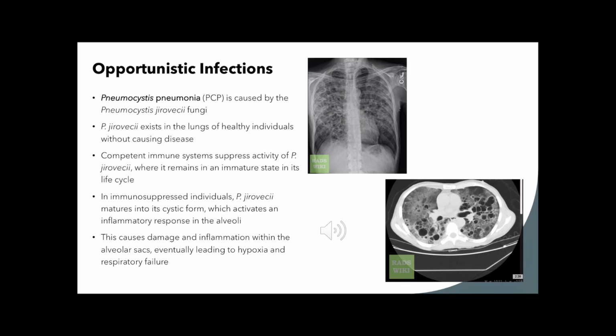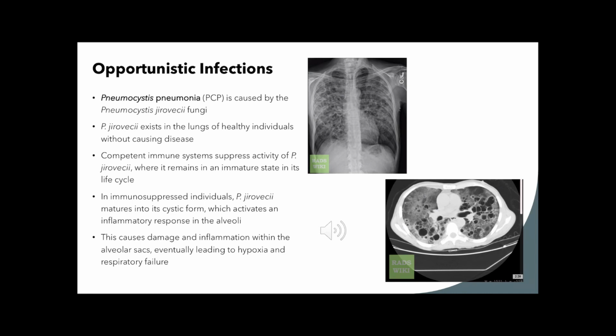So this activates an inflammatory response in the alveoli and causes a significant amount of damage to the lung tissues. And because of this, individuals experience severe hypoxia and eventually respiratory failure. We see a lot of damage to the alveoli, which, as we know, are integral to proper oxygenation, with taking in oxygen and getting rid of CO2. And if you can't do either of those effectively, you're going to experience progressive respiratory failure.